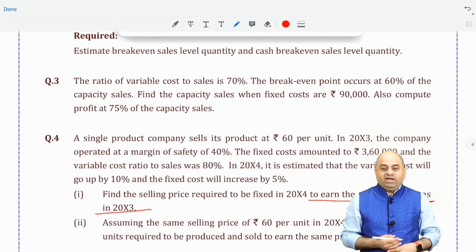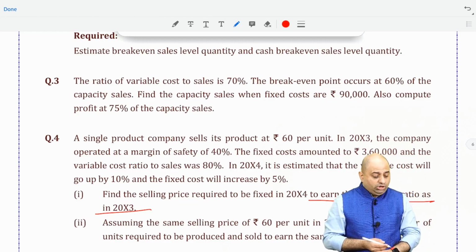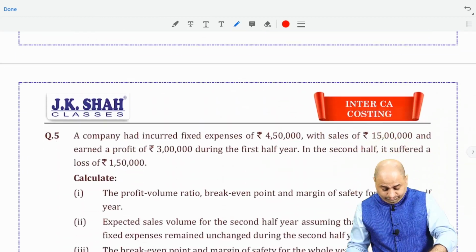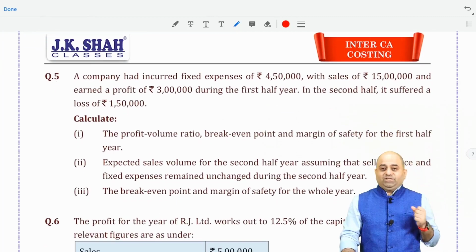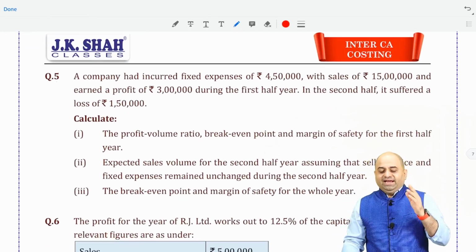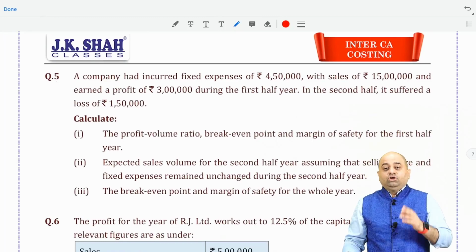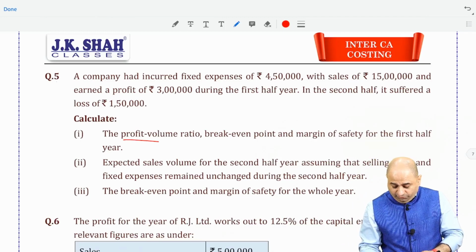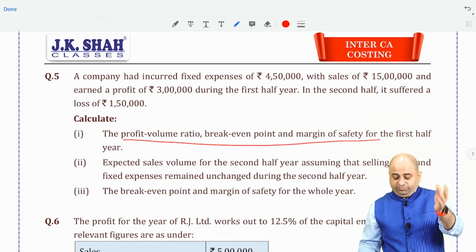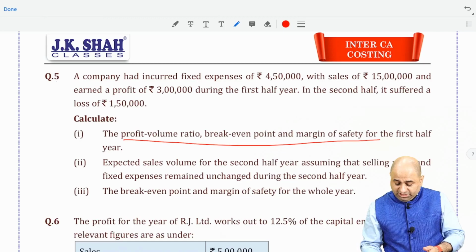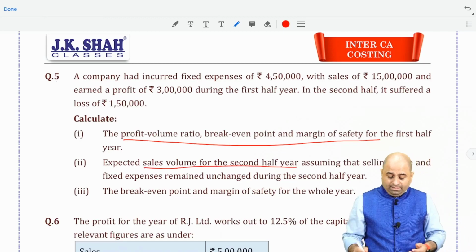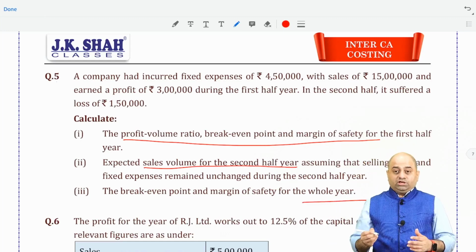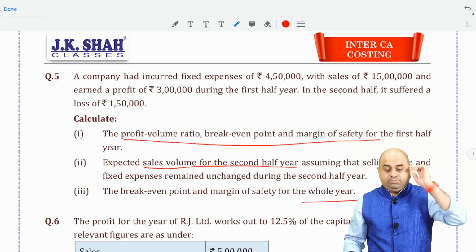With that, I finish my discussion of question number 4. Now I move on to question number 5. Very easy question. In case you remember, they had given details for every half and you had to calculate the required parts, like the profit volume ratio, break-even point and margin of safety for the first half, then sales volume for the second half year. You had to calculate everything for the half and then finally for the whole year. Very simple question, except one point.